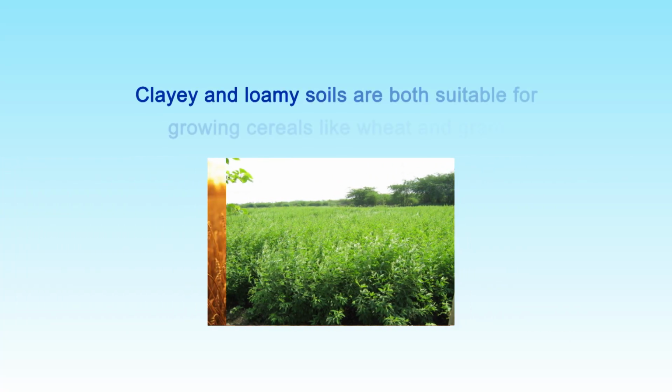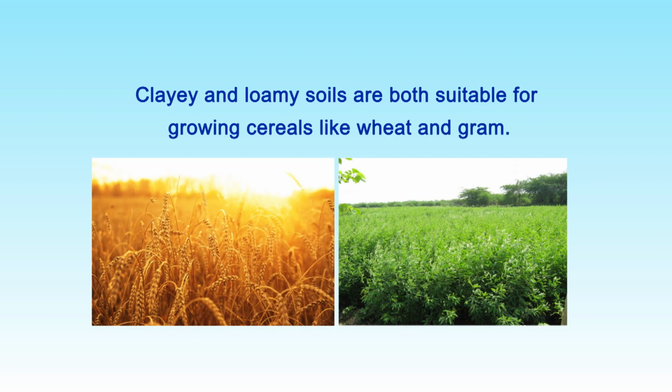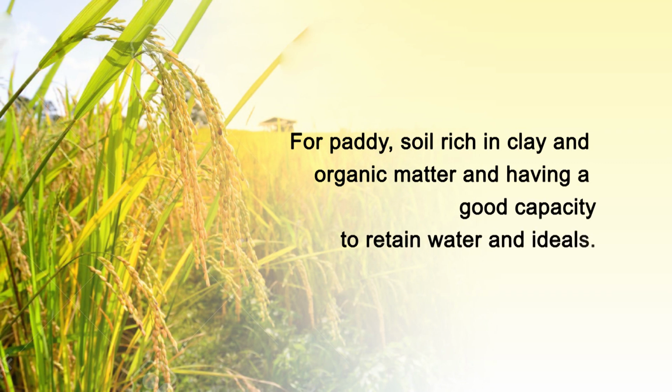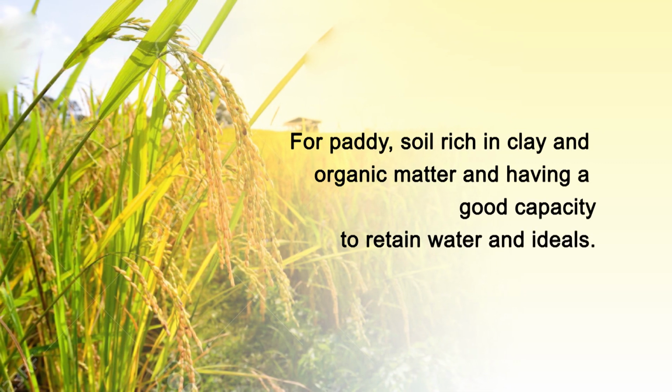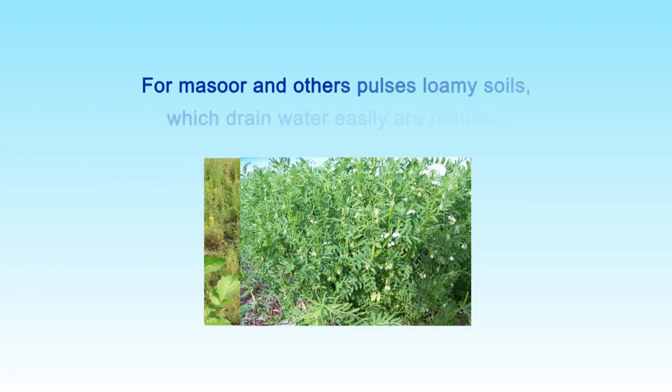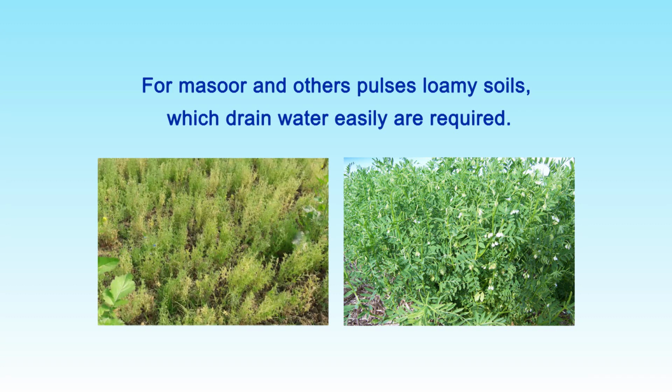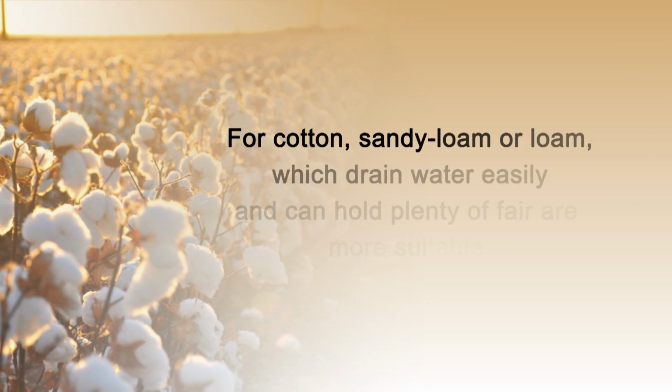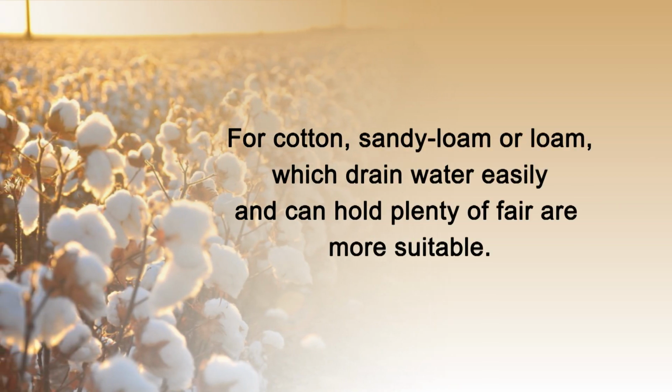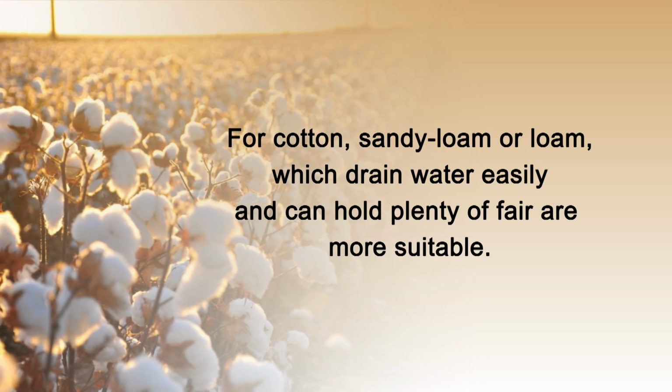Clay and loamy soils are both suitable for growing cereals like wheat and gram. Such soils are good at retaining water. For paddy, soils rich in clay and organic matter and having a good capacity to retain water are ideal. For masoor and other pulses, loamy soils which drain water easily are required. For cotton, sandy loam or loam which drain water easily and can hold plenty of air are more suitable.